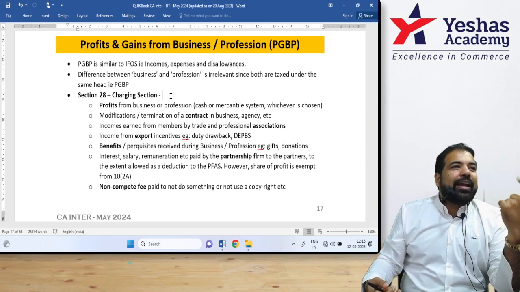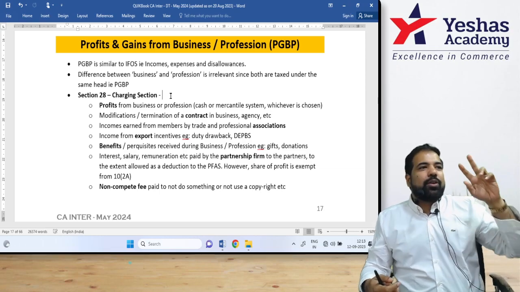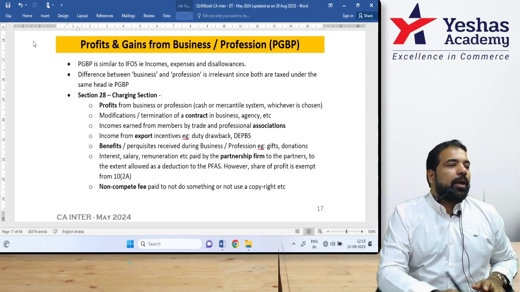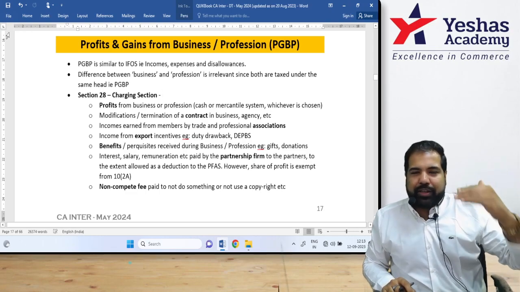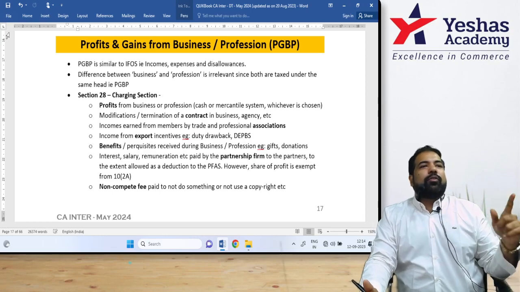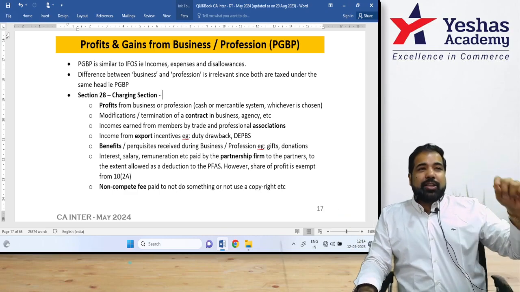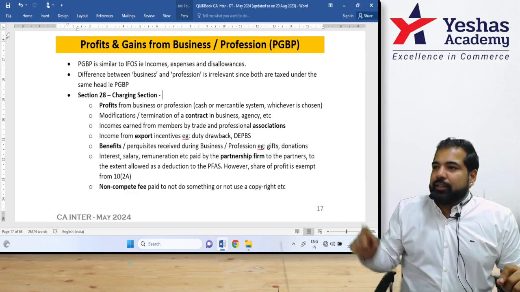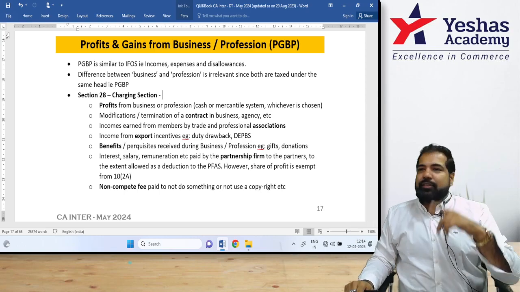As PGBP and IFOS are cousins. Is it true? Yes. In PGBP and IFOS, they're the only two places where you can actually choose your method of accounting. You can either follow accrual or you can follow cash. In the exam, if they give you accrual system, which they will mostly, you have to follow the year. Anything which is not from this year, you don't consider. But if by chance, 10% chance, they give you cash, then you have to follow cash. Anything that is paid, you will deduct. Anything that is received, they will income.